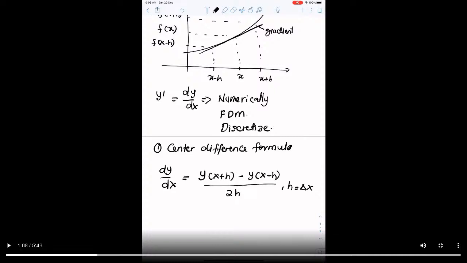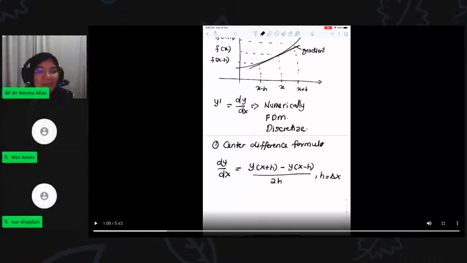I want to ask Shakila or Mas Anis. Please unmute your voice. I want to know why we learn chapter 5. Chapter 5 is numerical differentiation. Why do we need to learn numerical differentiation? This is our question here.